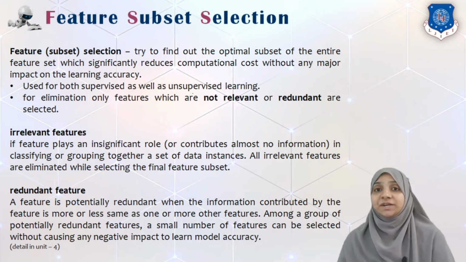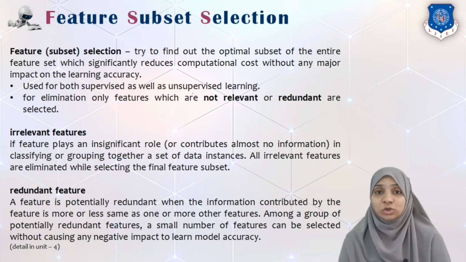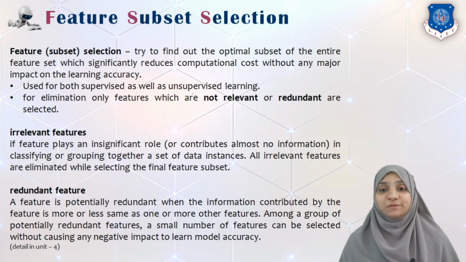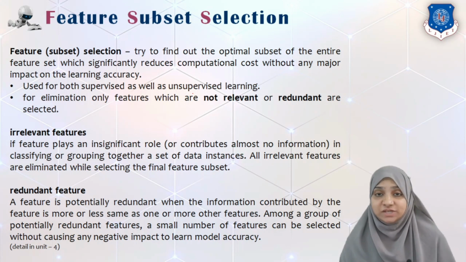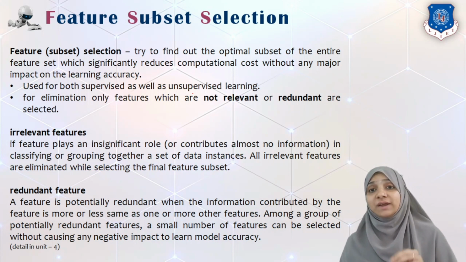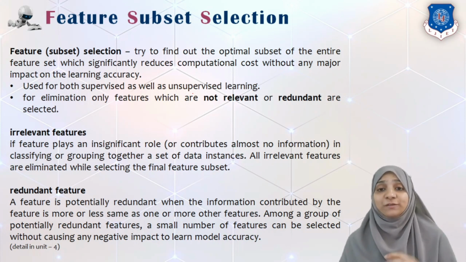Another method of dimensionality reduction is feature subset selection. Now, what do we mean by feature subset selection? There will be some set of attributes which may be redundant to each other. Redundant means they are giving the same information as the first attribute. Feature subset selection tries to find the optimal subset from the set of entire features which reduces the computational cost of the model. That means this will not affect the performance or accuracy of the model, but it is going to decrease the time taken by the model to process my data.